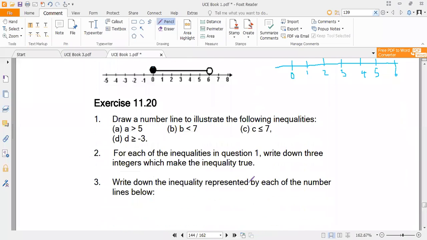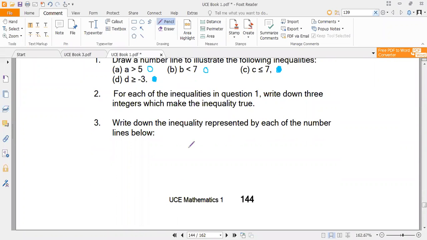Okay, so we have an exercise here. Draw on a number line to illustrate the following inequalities: a, greater than 5. Since it is a greater than sign, on 5 you'll have an open circle like this. Even here it's a less than, you have an open circle on 7. Then for this less than or equal to, you'll use a shaded one on 7, and of course you show the direction where it goes. Then here greater than or equal to, you also use a shaded one like that.